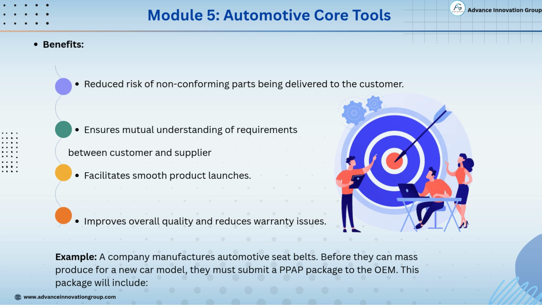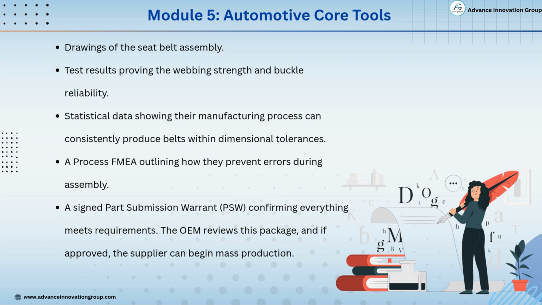Example. Before a company can mass-produce automotive seat belts for a new car, they must get approval from the OEM by submitting a complete PPAP package. This proves that everything, from design to process, is in control. In this slide, we are looking at some key documents and tools required in the automotive industry to ensure quality and compliance before mass production can begin.